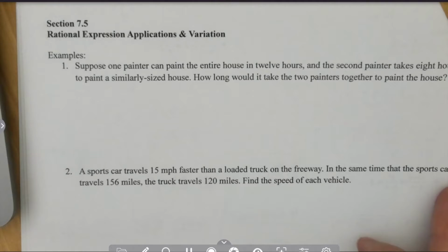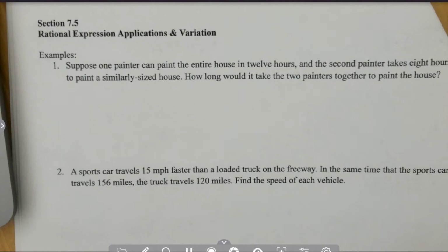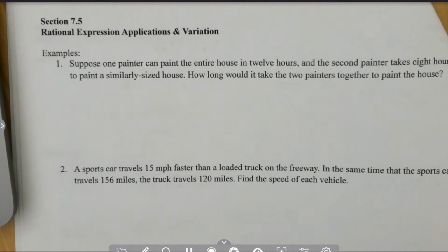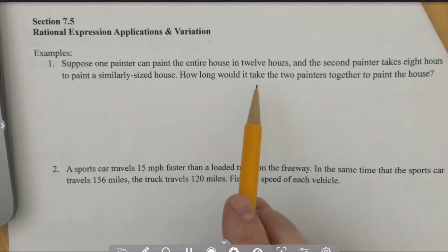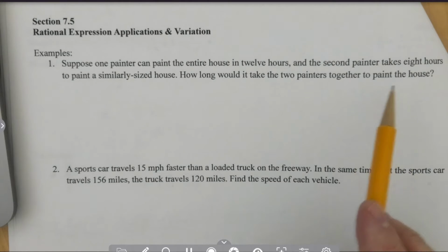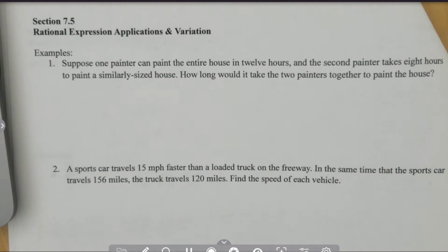Let's dive into 7.5. First thing we get is some word problems, and then something called variations. So let's deal with these word problems. It says, suppose one painter can paint an entire house in 12 hours, and the second painter takes 8 hours to paint a similarly sized house. How long would it take them to paint the house together?